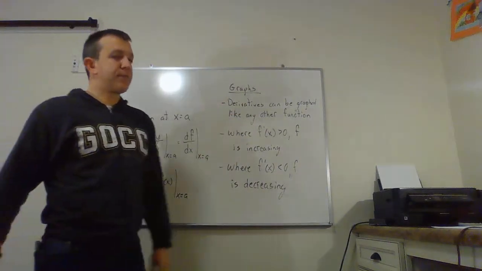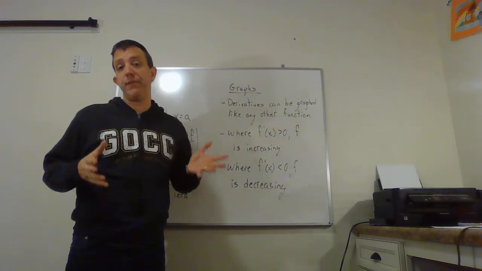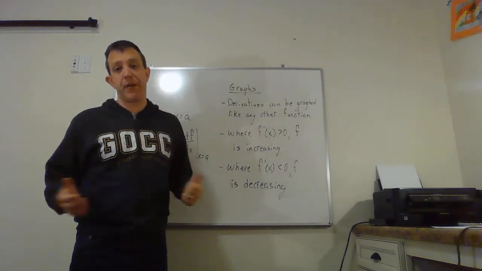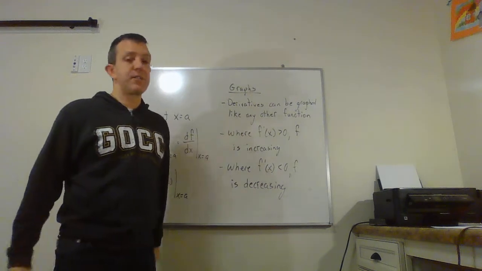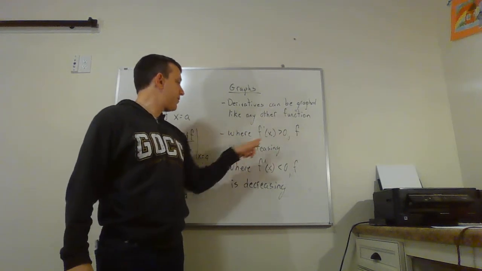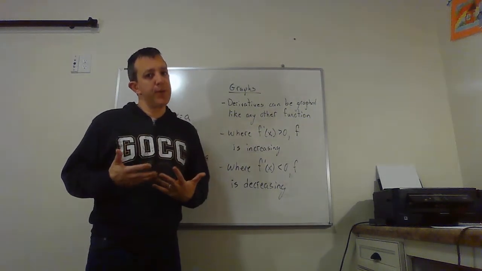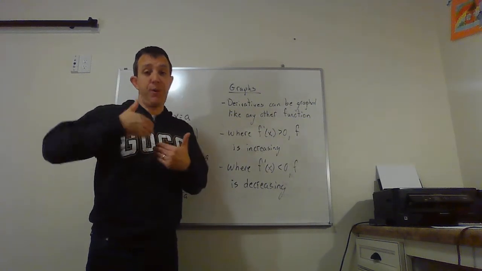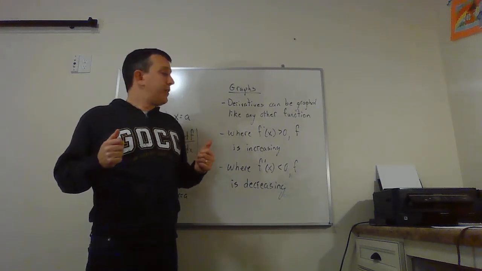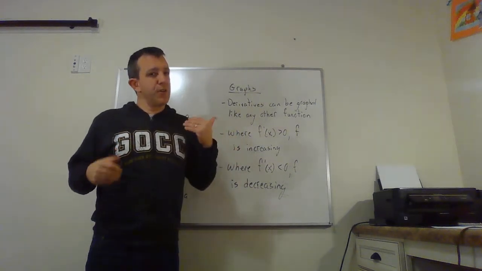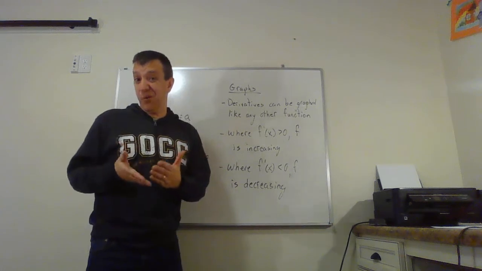Let's talk about graphs. Derivatives can be graphed just like any other function. We just did a derivative and we got a derivative function. We could have graphed that. Whenever f prime of x is greater than 0, that means that the original function f is increasing. Remember, the derivative gives us the slope at a point. So if you have a derivative that's positive, that means the original function had a positive slope. It's going uphill. Does that mean that the original function is also positive? No.